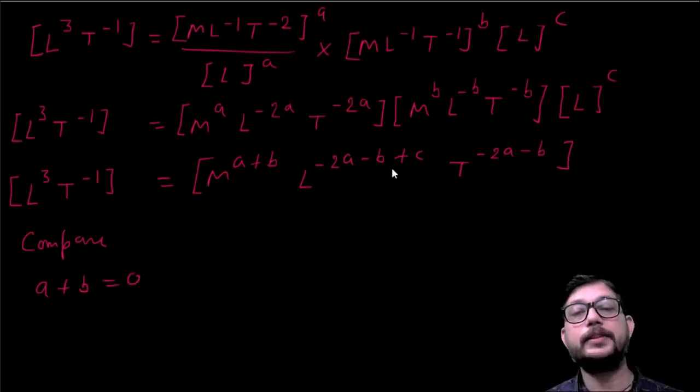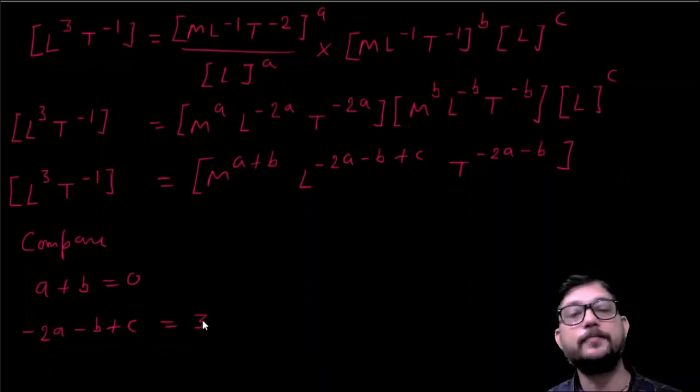Here L to the power this one, and here L to the power 3, so we can write minus 2a minus b plus c, and that will be equal to 3. Okay, now you can see that here t to the power minus 2a minus b, here minus 1, so minus 2a minus b will be equal to minus 1.